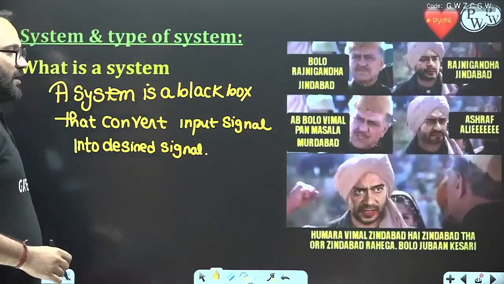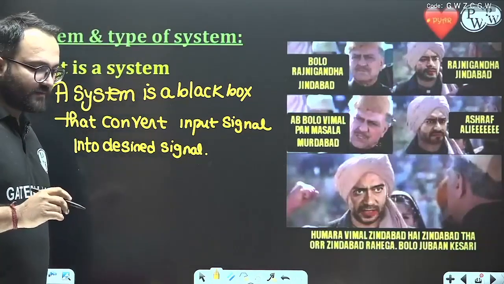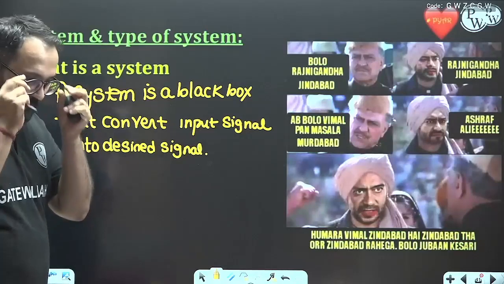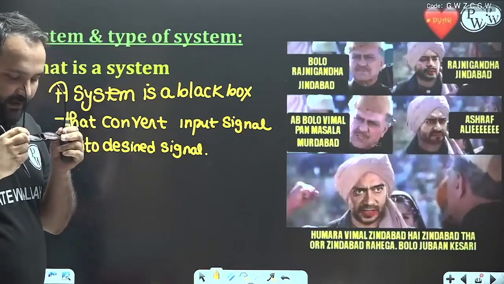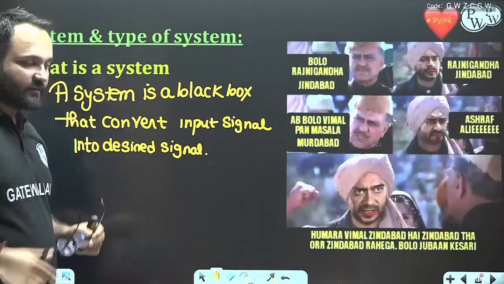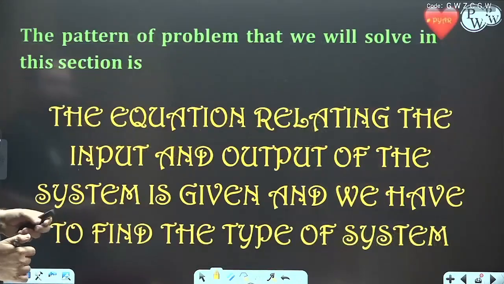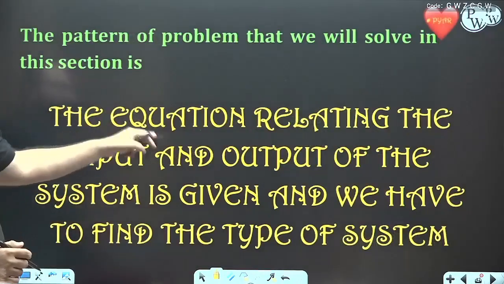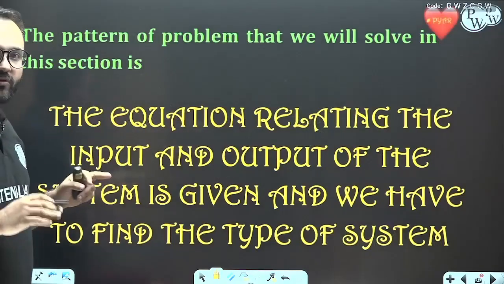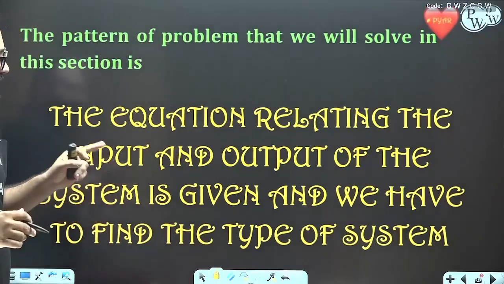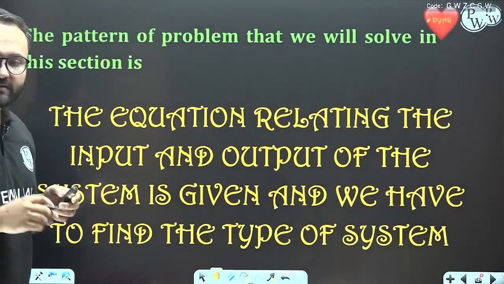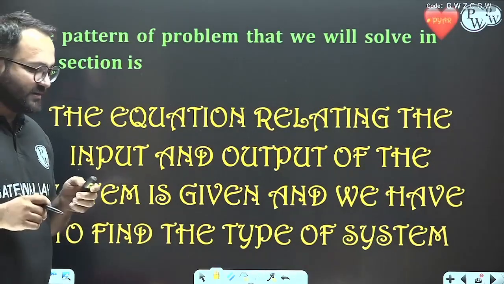Okay. There are many types of systems. The questions asked in the GATE exam are of the format where the input-output relationship is given to us. The equation relating the input and output is given in the question, and we have to find out the type of system. This is the pattern of questions that are asked in the GATE exam.